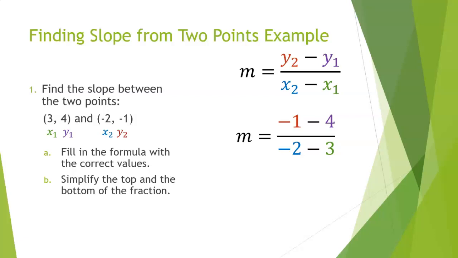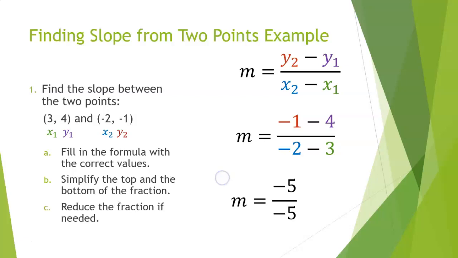Simplify the top and the bottom of the fraction. -1 minus 4 is -5. -2 minus 3 is -5 also. And then remember to reduce the fraction if needed. -5 divided by -5 does reduce, and that leaves you with your final answer of 1, because -5 divided by -5 reduces to 1. My slope is 1.